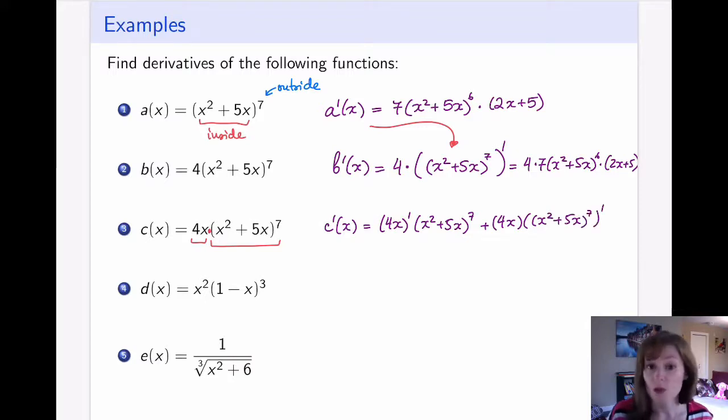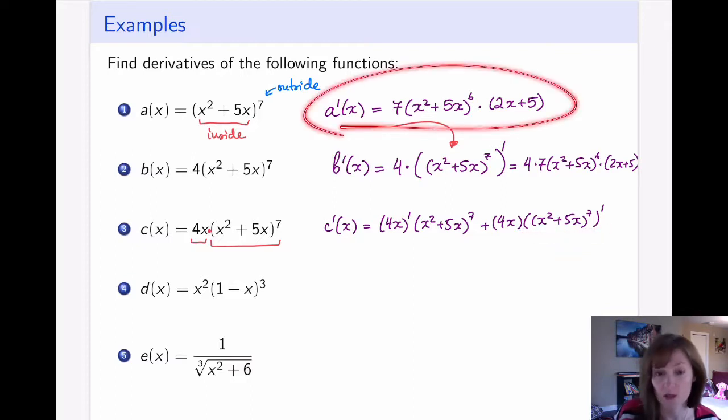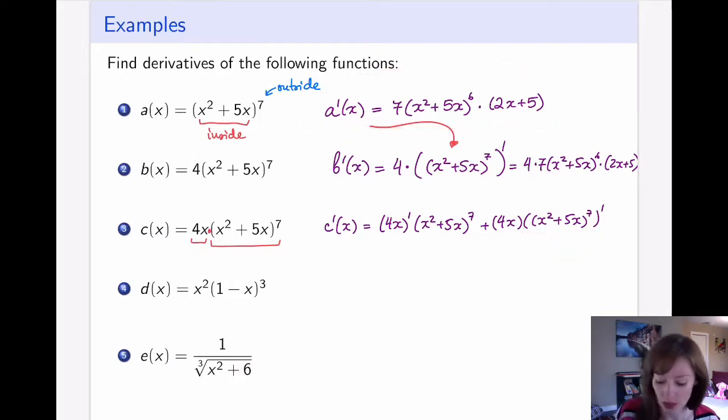Okay, and once you have that, the derivative of 4x is just 4. This stays the same. Then we have 4x, and then we have a derivative of this function that will require us using the chain rule, but it's the same function as above. So we already know how to do that. Okay, so I'll leave it up to you to fill in the next line.